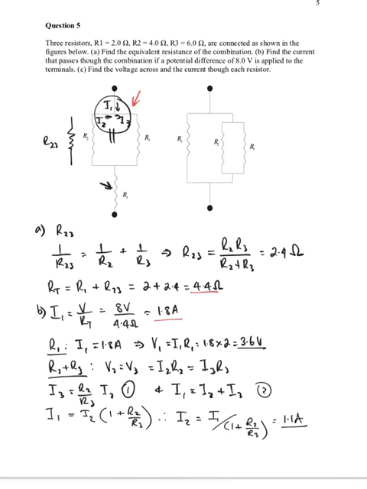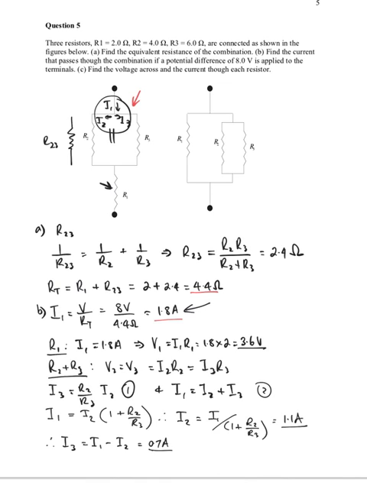So it's pretty trivial to figure out how much is flowing through I3, because we've got a total of 1.8 amps flowing in, and we've got 1.1 going to I2. Therefore, I3 is just going to be I1 minus I2. And that's going to be 0.7 amps. So now we have the current flowing through all of them.